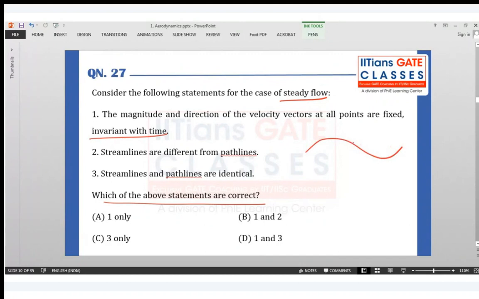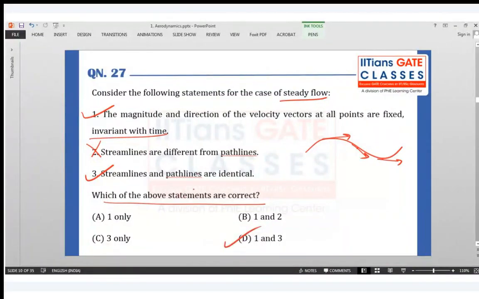So if the flow looks like this, at any time the particle here will have the velocity in this direction, and at this point the particle will have velocity in this direction. At here, the particle will have velocity in this direction. It doesn't change with respect to time. So this is true. The streamlines are different from the path lines? No, for the steady flow, streamline and path line are both the same. So I can say this is wrong. Streamline and path line are identical. So this is true. So I know my first and third will be true.